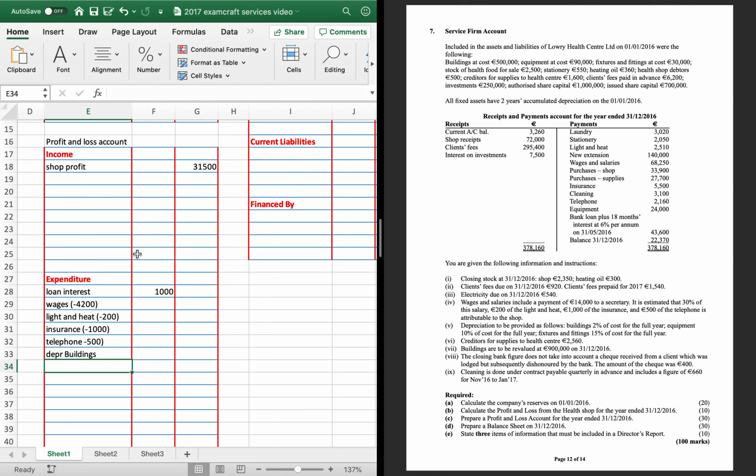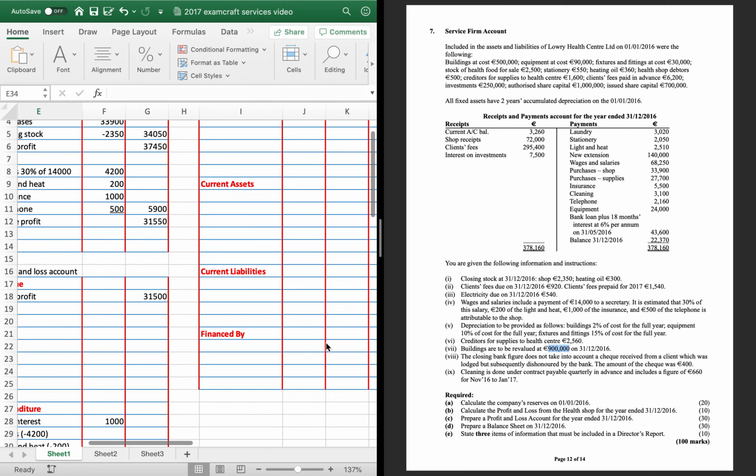So buildings 500,000. Go down and see if we bought any new building. So we've an extension of 140. So buildings is at least up to 640,000. And go down to the bottom and see, often they'll revalue buildings. So see here, buildings are to be revalued at 900,000. So there's my three bits of information.